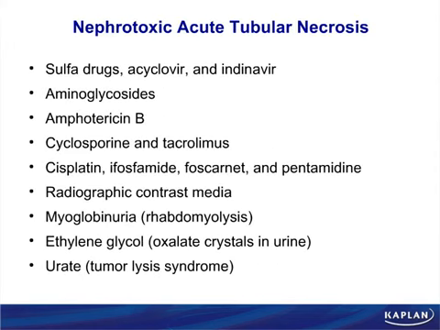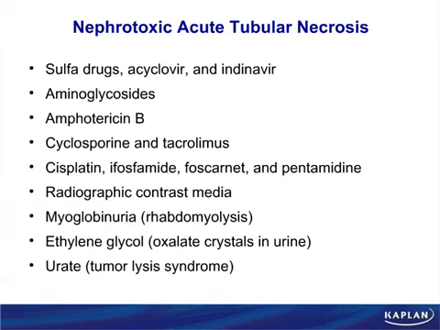Nephrotoxic ATN: there are many drugs that can cause nephrotoxic ATN, such as sulfa drugs, acyclovir, and indinavir. The examiners love to go after aminoglycosides, very commonly tested, amphotericin B, cyclosporine, tacrolimus, cisplatin, that's a big one, radiographic contrast dye, myoglobin in patients that have rhabdomyolysis, ethylene glycol, the oxalate crystals, and then uric acid in patients with tumor lysis. So these are all causes of acute tubular necrosis that can be directly toxic to the tubules.